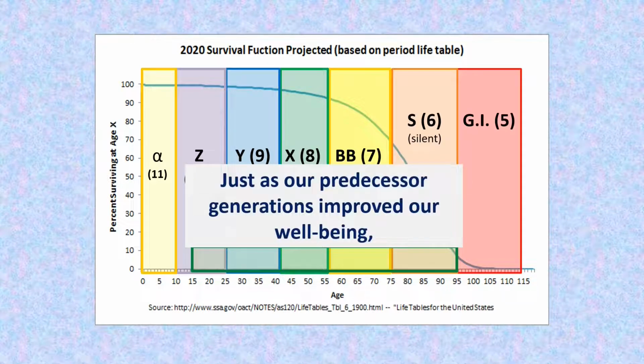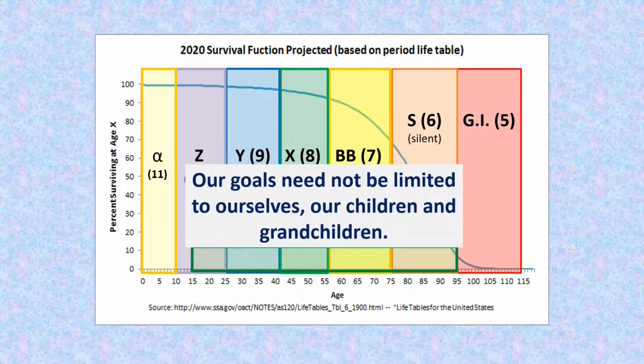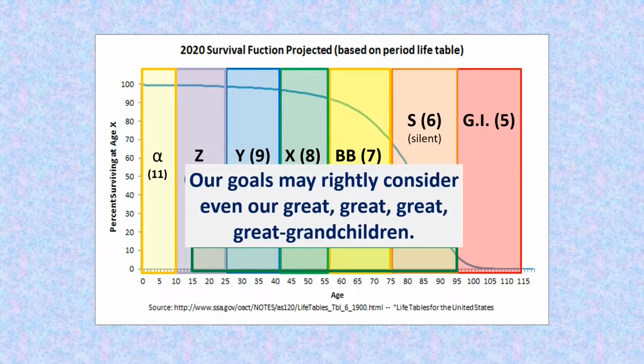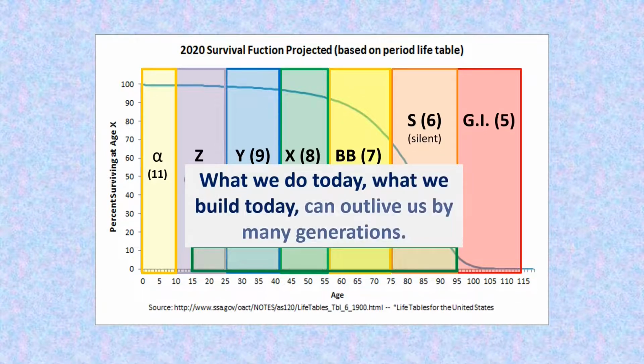Just as our predecessor generations improved our well-being, so we have the potential to improve the well-being of our 7-generation span. Our goals need not be limited to ourselves, our children, and grandchildren. Our goals may rightly consider even our great-great-great-great-grandchildren. What we do today, what we build today, can outlive us by many generations.